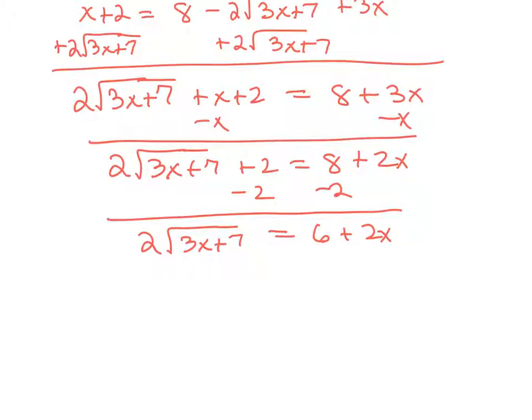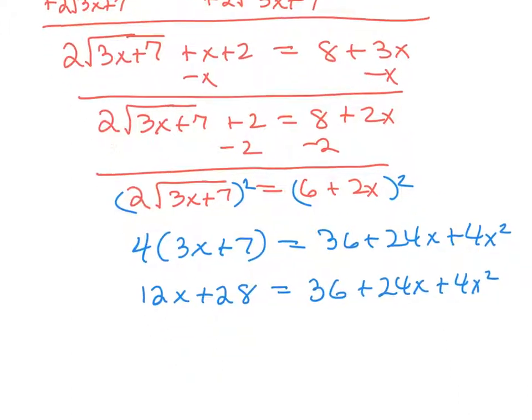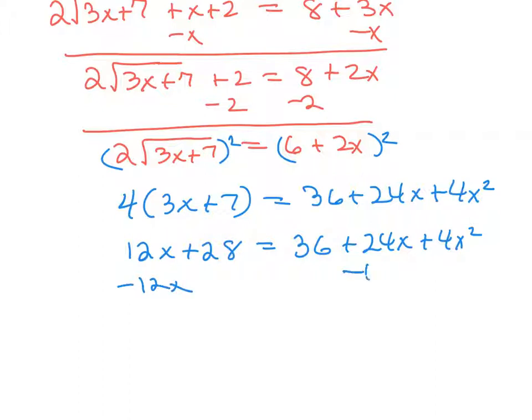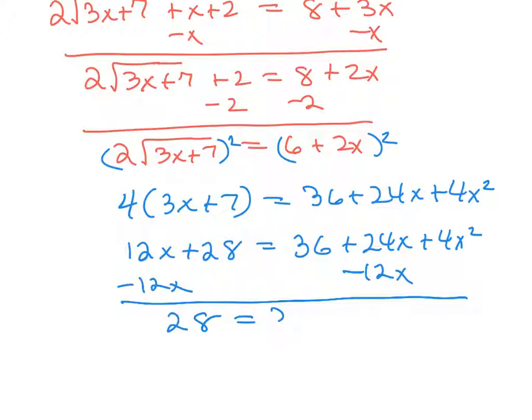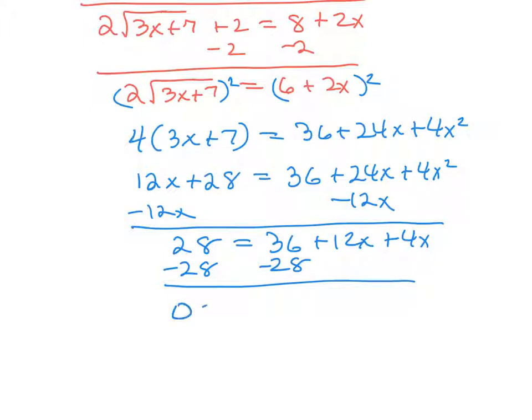I now have the radical isolated, so now I can square both sides. 4 times 3x plus 7. I need to FOIL this right side, so I get 36 plus 24x plus 4x squared. I can also distribute over here on the left, get 12x plus 28. Rewrite this right side, and now I can start getting my terms together. I'm going to subtract 12x from both sides. 36 plus 12x plus 4x squared. Move the 28. I now have 0 equals 8 plus 12x plus 4x squared.